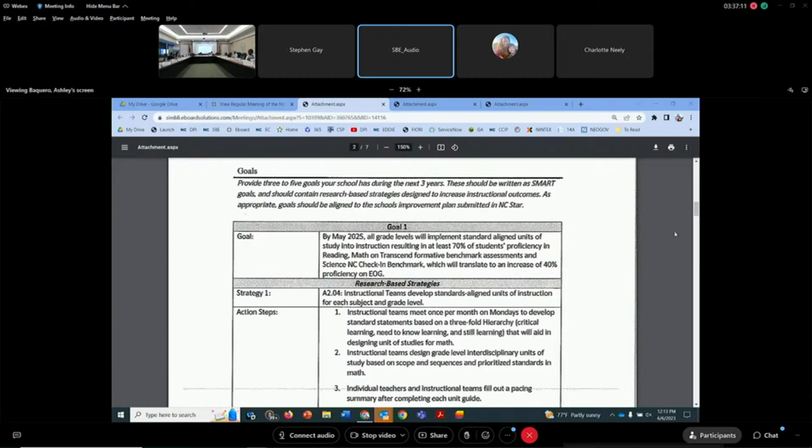What did your data look like when you finished your EOGs? For reading? Yeah. For this year? At about 45%. And how is that relative to where you were the first time taking it in the past? In the past, we were in reading at like 39%. So it's still about the same.